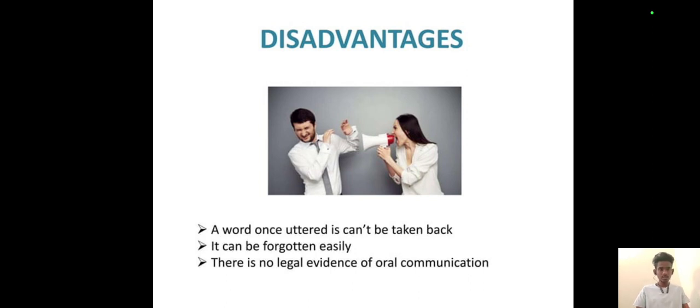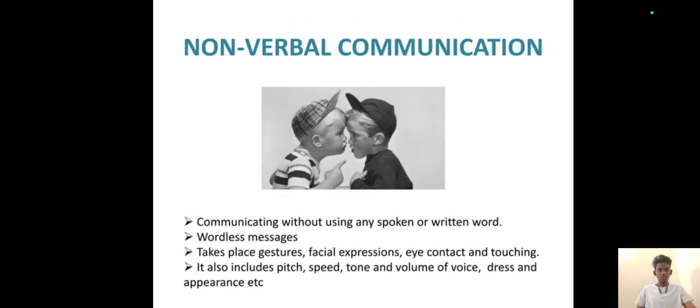And the disadvantages of verbal communication are: a word once uttered can't be taken back. Words are spoken live, and they can be forgotten easily. There is no legal evidence of oral communication. These are the disadvantages of verbal communication, whether oral or written.